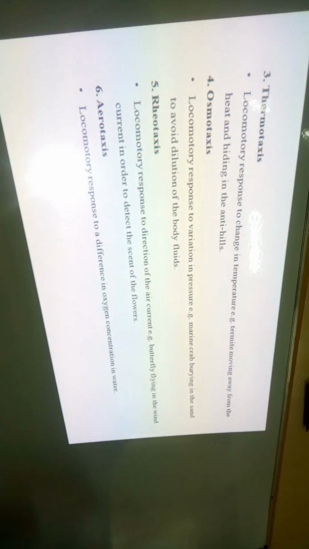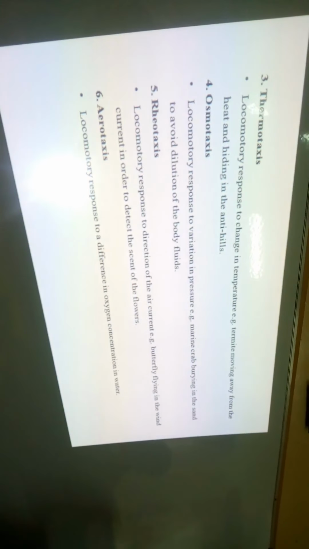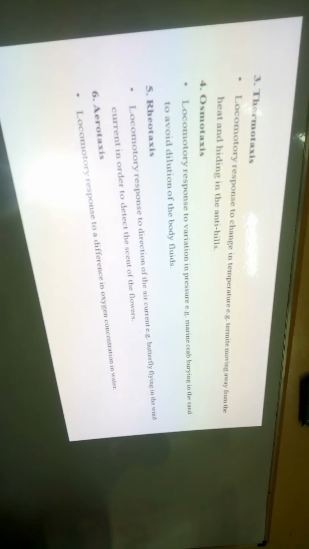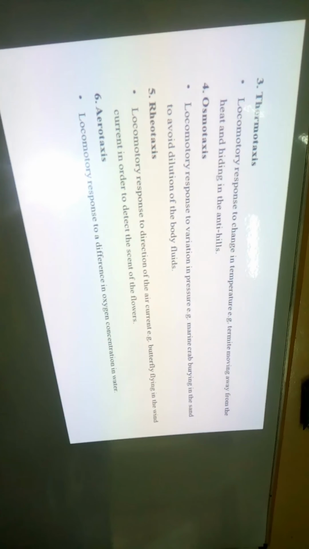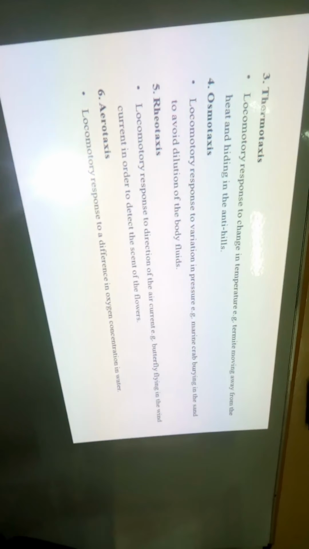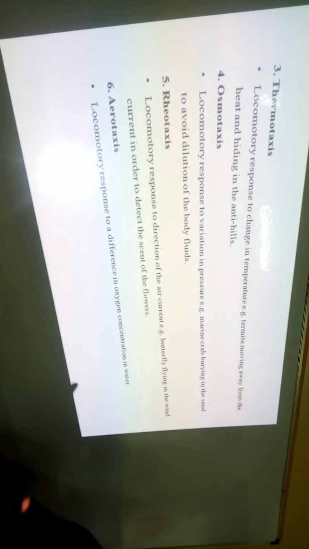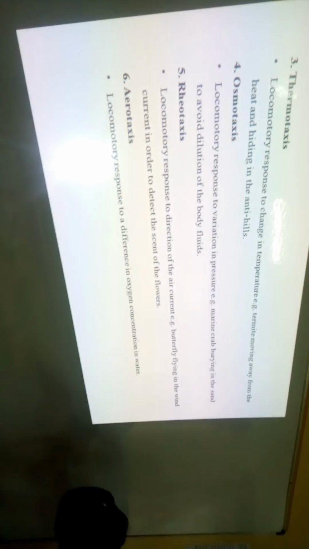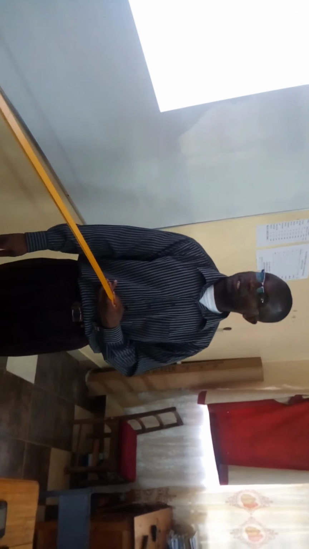Osmotaxis, a locomotory response to variation in pressure. Organisms move away from where the osmotic pressure is high. For example, a marine crab burrows in the sand because in the water there is a high concentration of salt. The marine crab moves away from the high concentration of salt, burrowing into the sand below the ocean, to avoid dilution of the body fluid.